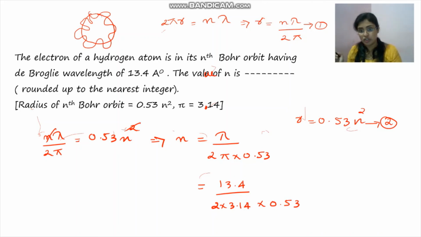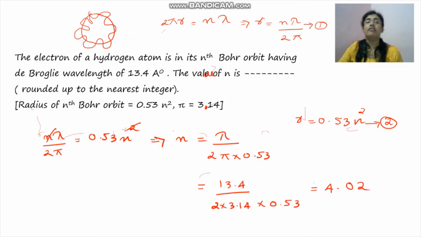So my wavelength is in Armstrong. If my wavelength was in meter or centimeter, I would have to convert it, because the constant 0.53 is in Armstrong. It's not given in the question, but we should know that the 0.53 constant is in Armstrong, and my wavelength is also in Armstrong. So I need not do any conversions in this.